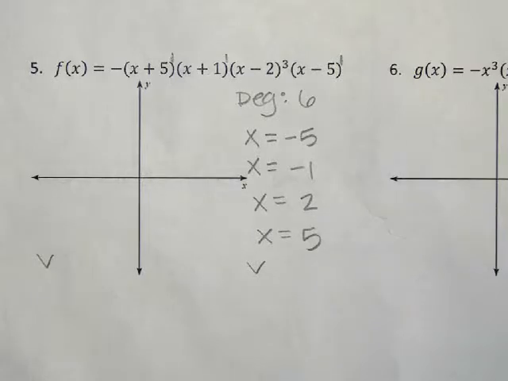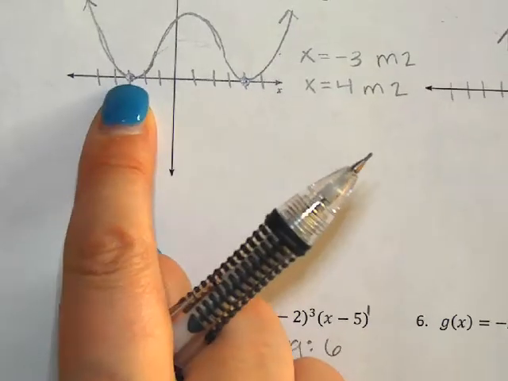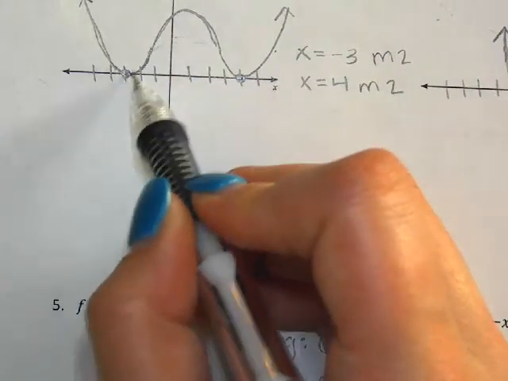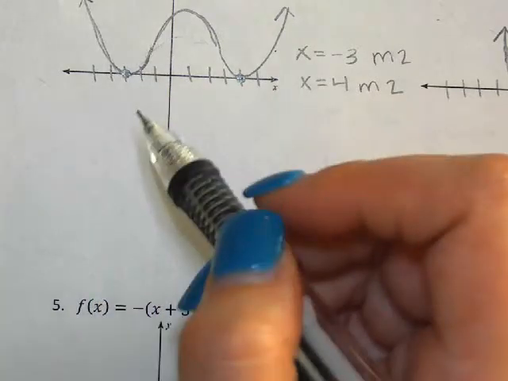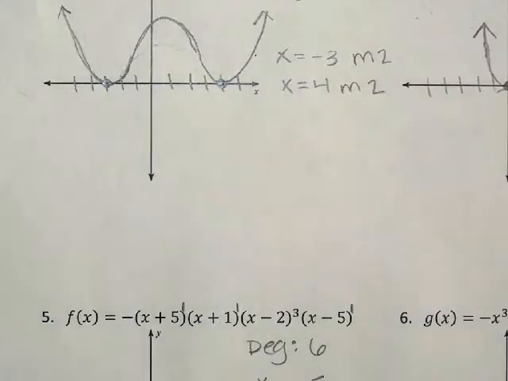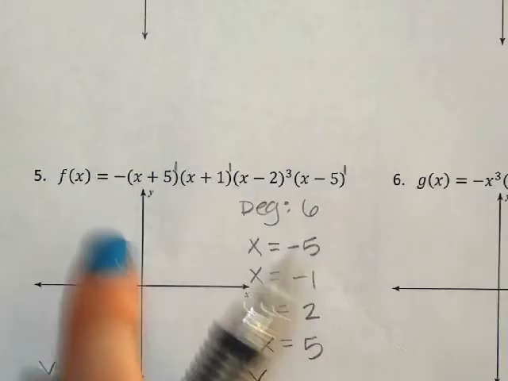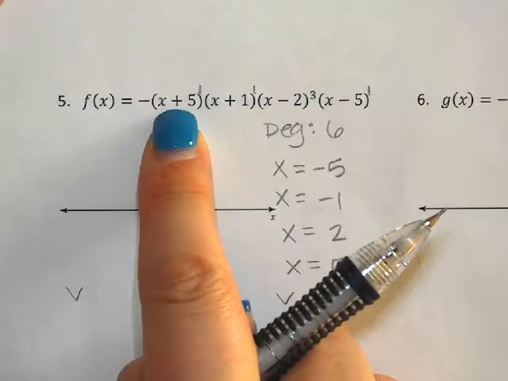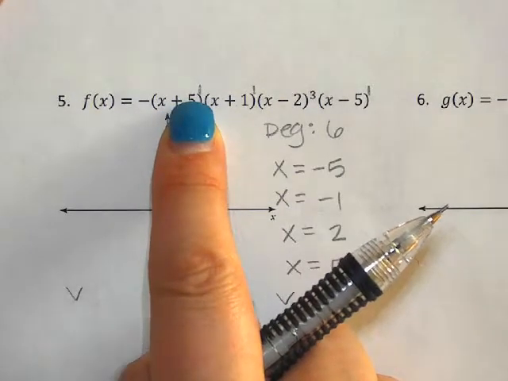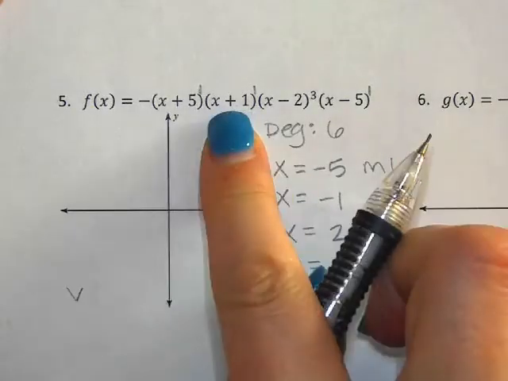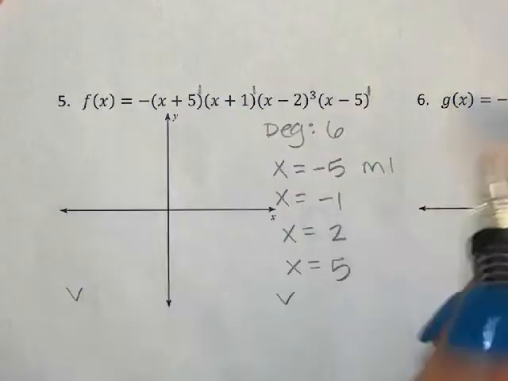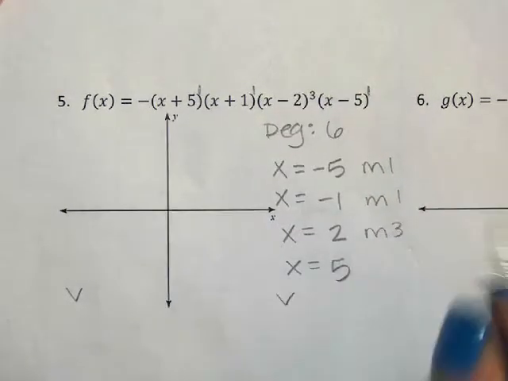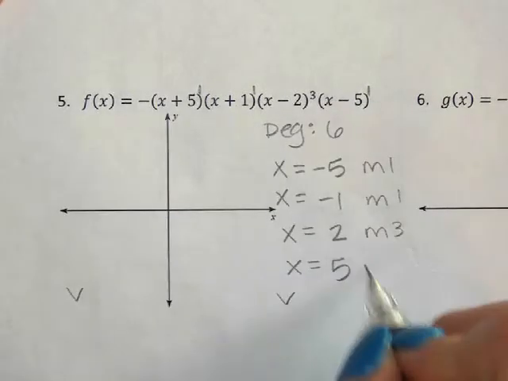The multiplicity tells you what happens if you zoom in on the x. When I zoom in and just look here, it had a multiplicity of 2. That's why it bounced. It looks like a mini parabola because it was a multiplicity of 2. It goes down because it was an even degree with a negative in the front. All right, so -5 has a multiplicity of 1. -1 has a multiplicity of 1. 2 has a multiplicity of 3. And 5 has a multiplicity of 1.